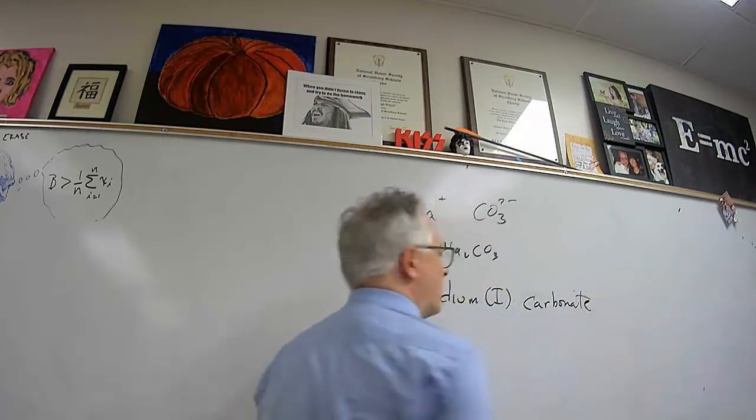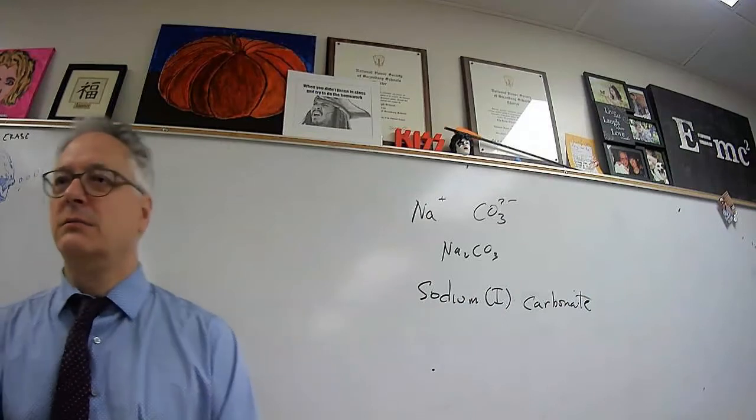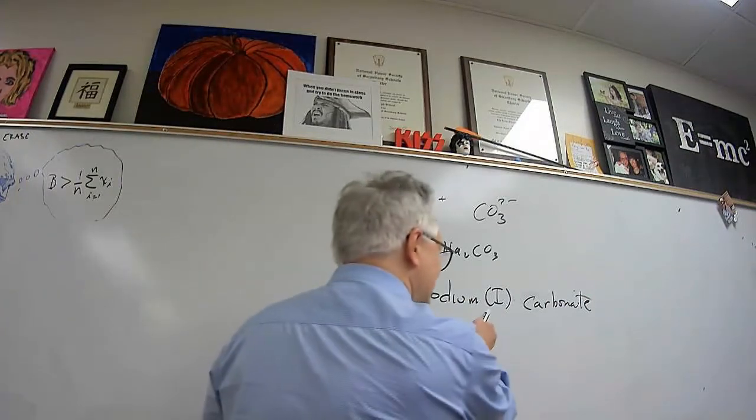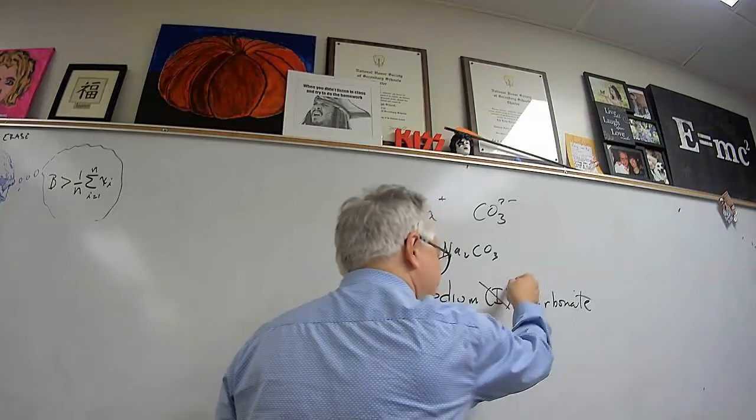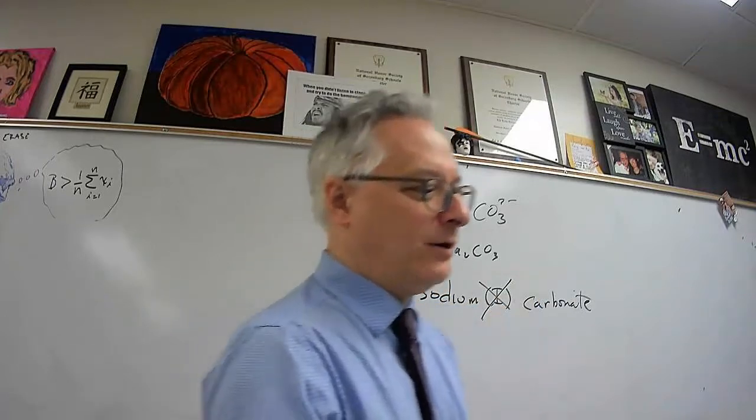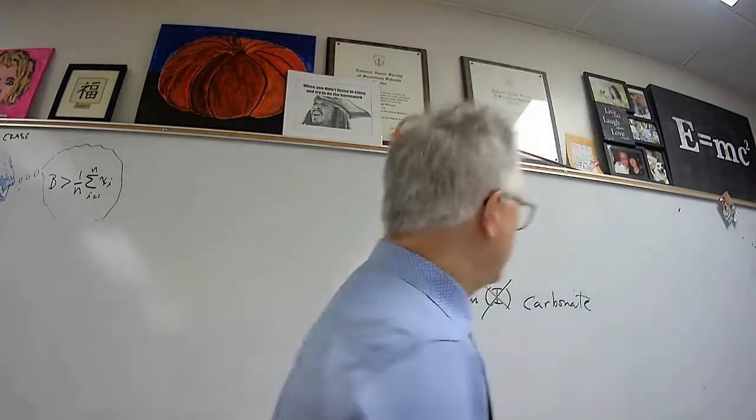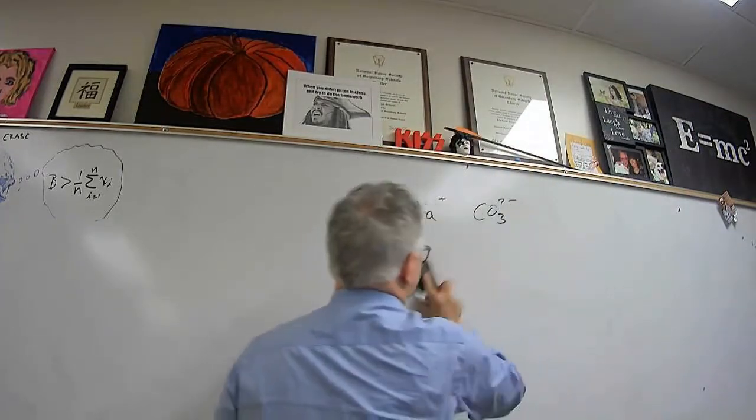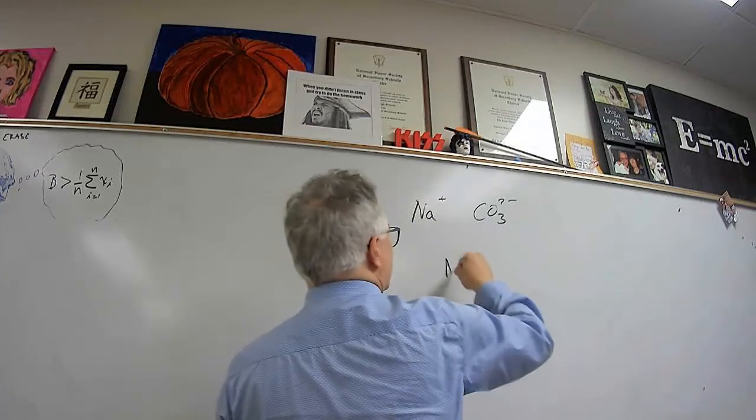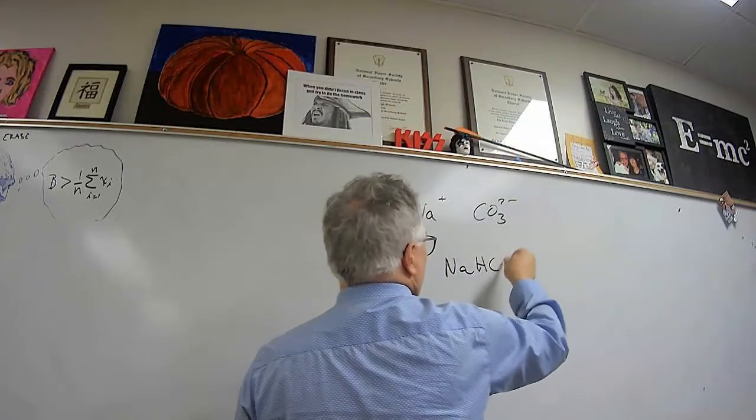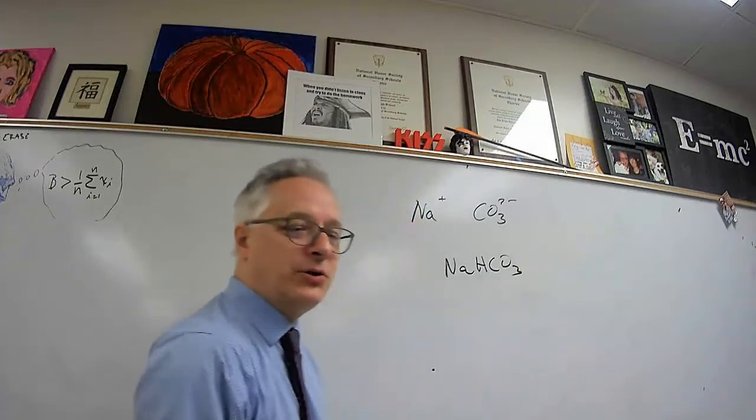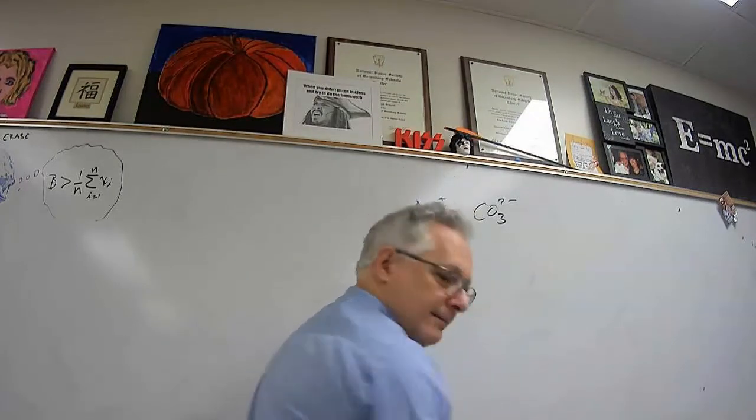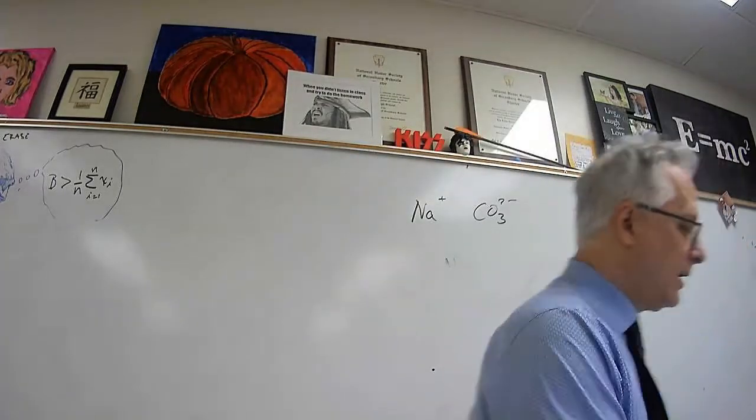All right. Right, wrong? Wrong. Good. That is wrong. You never put a Roman numeral if it only gets one charge. So let's get rid of that. Sodium carbonate. Good. As opposed to this, which we're going to be using in the kitchen. This is sodium bicarbonate. We'll get to that when we get to that. All right. Moving along here.